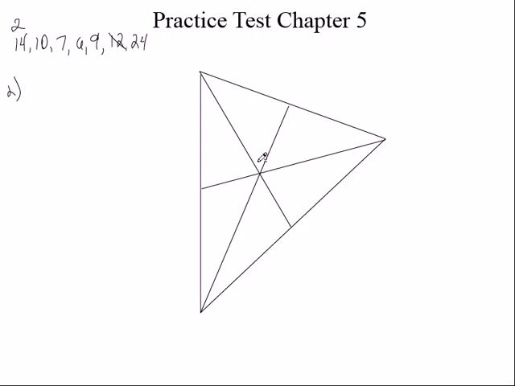How do we find the centroid? We go from the vertex where? To the midpoint of the opposite side. All right? And we went from this vertex to this midpoint, this vertex to this midpoint. Everybody see that? All right, that's the centroid.